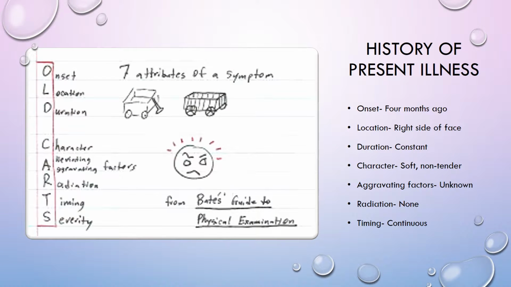History of present illness. Onset of the swelling was 4 months ago. The location is on the right side of the face. The duration is constant. The character is soft and non-tender. Aggravating factors are unknown. There is no radiation, and timing is continuous.